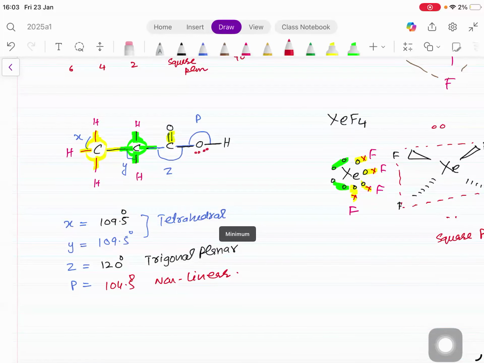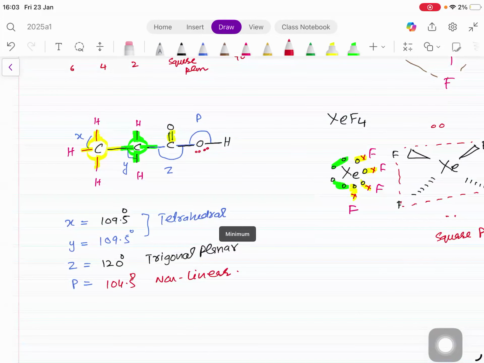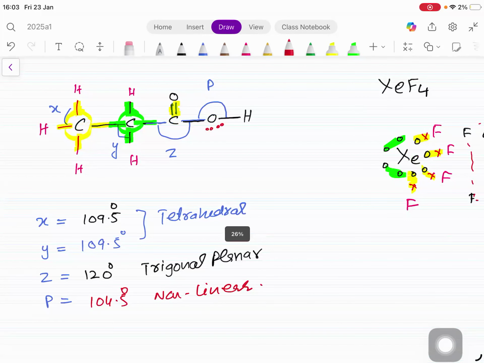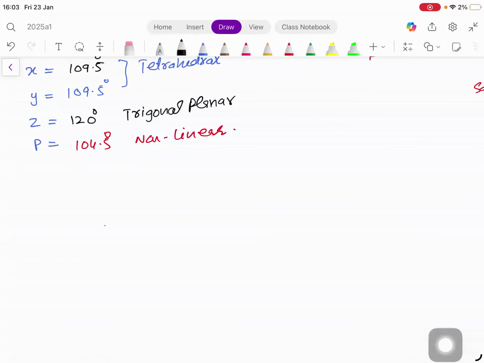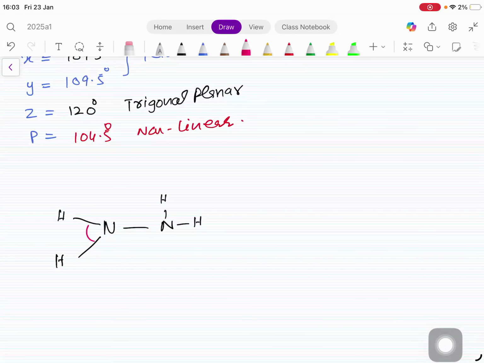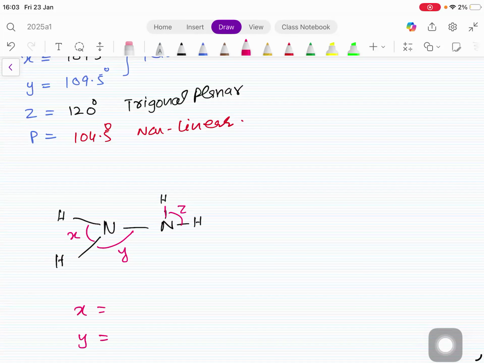Got it? 117 should be for three bond, then one lone. In oxygen, you see there are two bond pairs and two lone pairs. Okay, next, look at this. And look at this. Please, you have to tell these angles. This is X, this is Y, this is Z. Please tell me the angle X, Y, and Z.